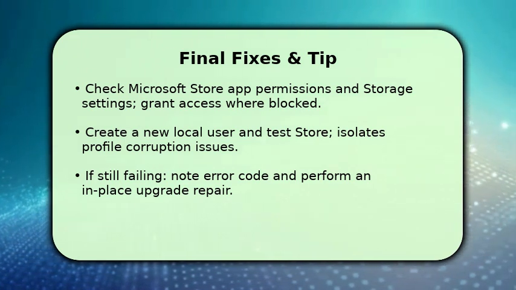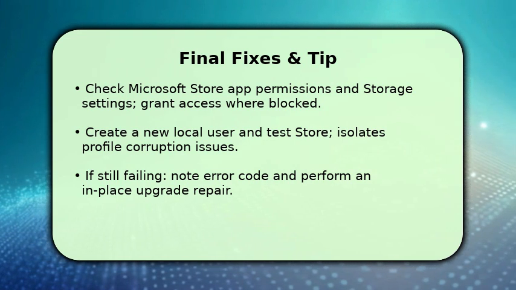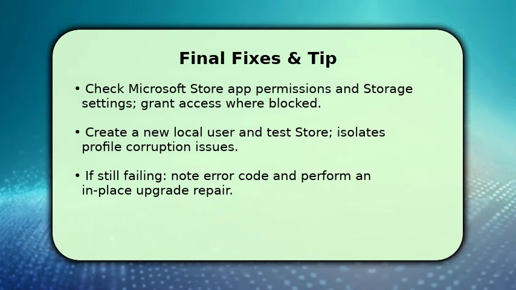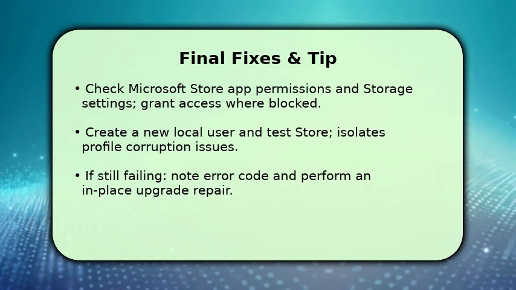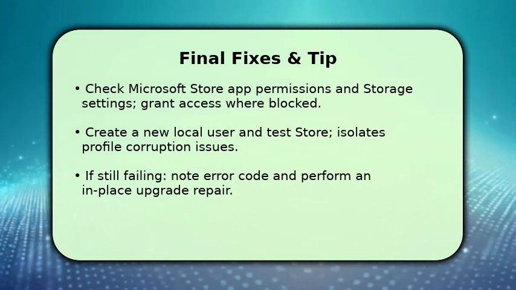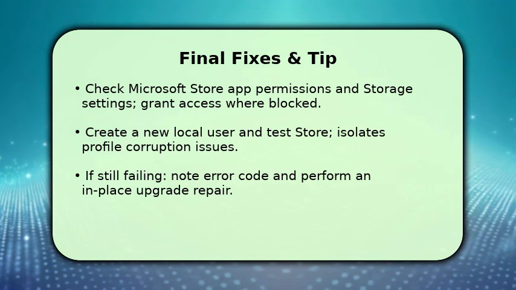Should none of this work, record the exact error code and perform an in-place upgrade repair of Windows. It preserves files while fixing system components. Tip: if you see a persistent error code, search that code specifically for targeted fixes.